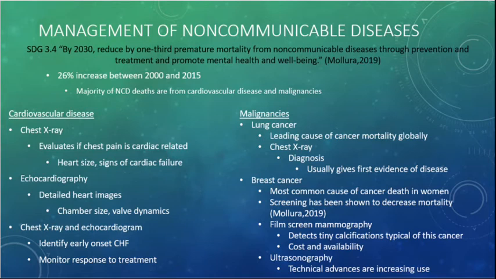For malignancies, lung and breast cancer are 2 leading causes of malignancy-related mortality. Chest x-rays often provide the first evidence of lung cancer. Given that early signs and symptoms are nonspecific, chest x-rays are essential for confirmation. Screening for breast cancer has been shown to lower mortality rates, and film screen mammography is able to detect calcifications typical of breast cancer. It is relatively affordable and available, but does have its limitations finding smaller lesions, particularly in dense tissue. Technological advances in ultrasonography are increasing its use as a screening method.